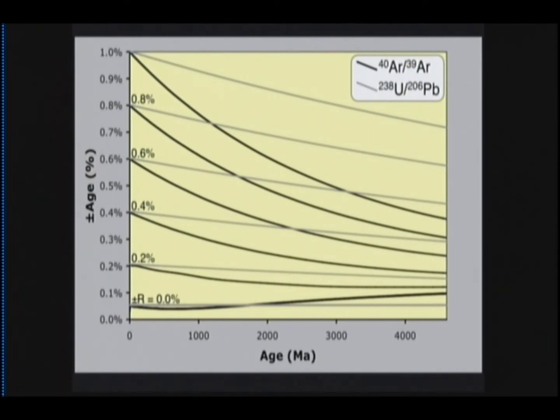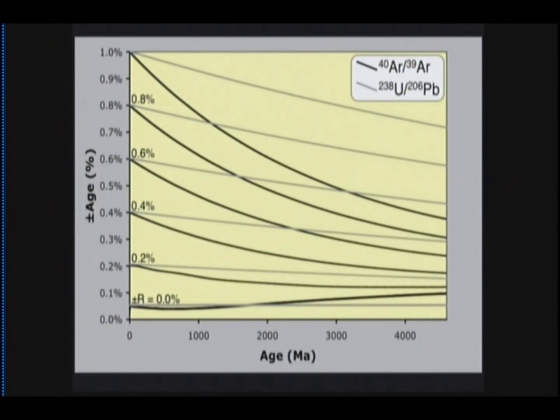So for infinitely precise isotope ratio measurement, there's actually some trade-off here, so that the argon-argon system is actually more precise up to about 1,500 million years, or 1.5 billion, and then the uranium-lead system becomes more precise after that. So that's for R, with the uncertainty of an R value being 0.